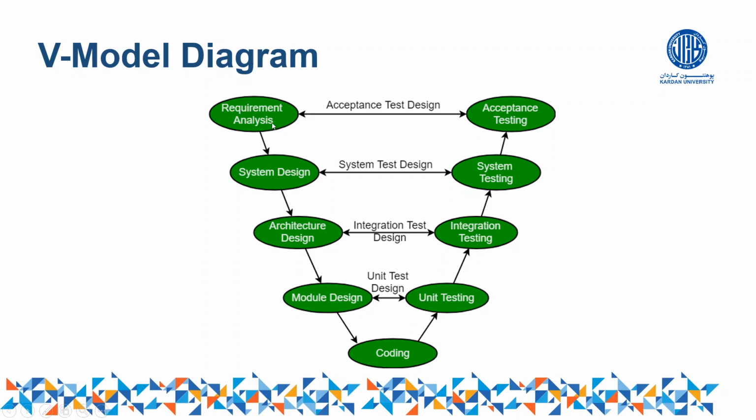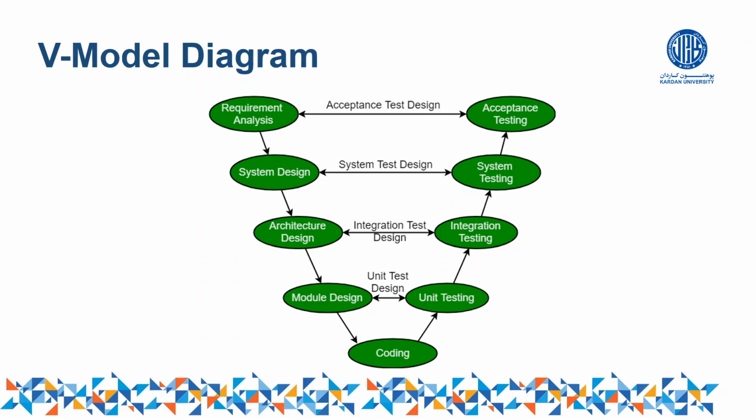When the requirements are collected, at the same time we will produce a document, and that document would be called acceptance test design. This document is produced according to the requirements that we have collected in the first phase of the software development. In the next phase, system design would be produced. System design would be created, and at the same time, the system test design document will also be produced.